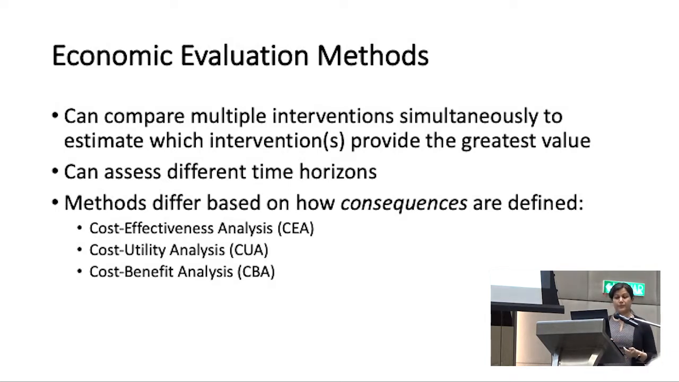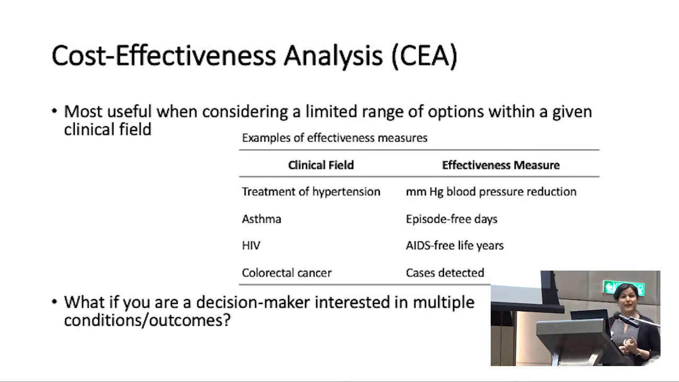We'll talk briefly through these three different methods: cost effectiveness analysis, cost utility analysis, and cost benefit analysis. I get this question all the time, what's the difference? And people tend to conflate some of these terms, so I just want to take a second to remind everybody. So cost effectiveness analysis is when we're essentially just comparing costs to some effect estimate.